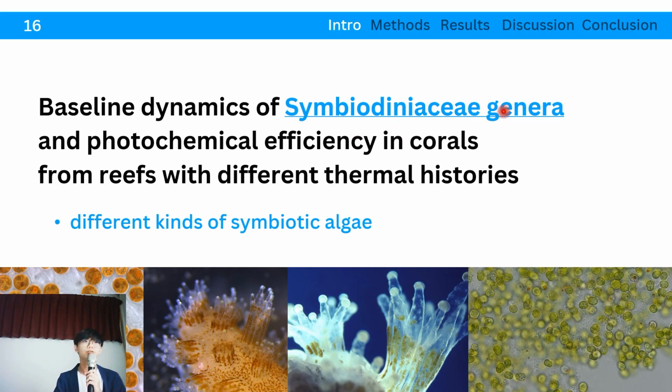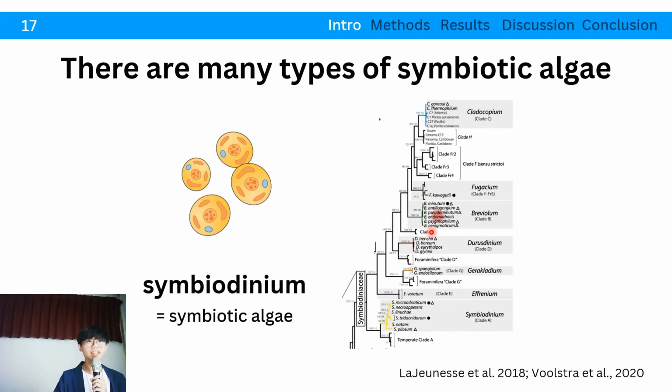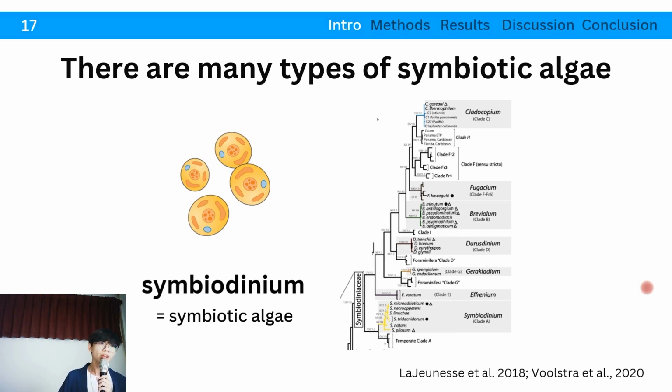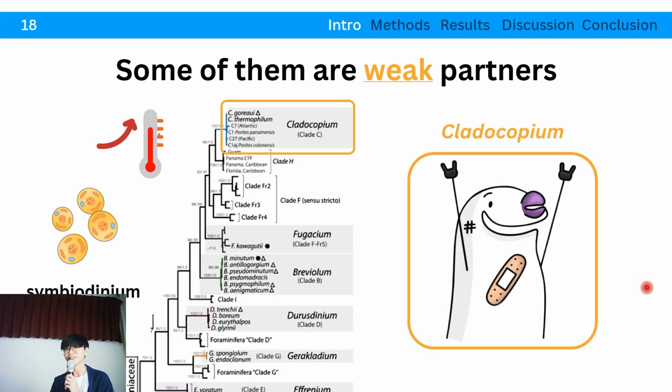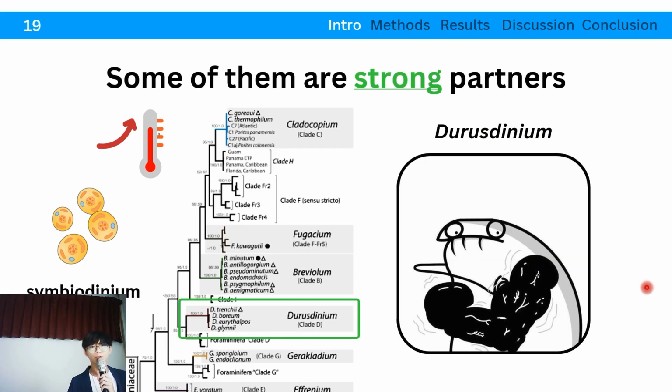That means we have different kinds of symbiotic algae, like this. For Symbiodiniaceae, you can see the family tree, and there are many types of them. When facing rising temperature, some of them are weak. You can see Cladocopium: it got punched by the rising temperature and got purple eyes. And some of them are quite strong, like Durusdinium. You can see the strong arms over there.